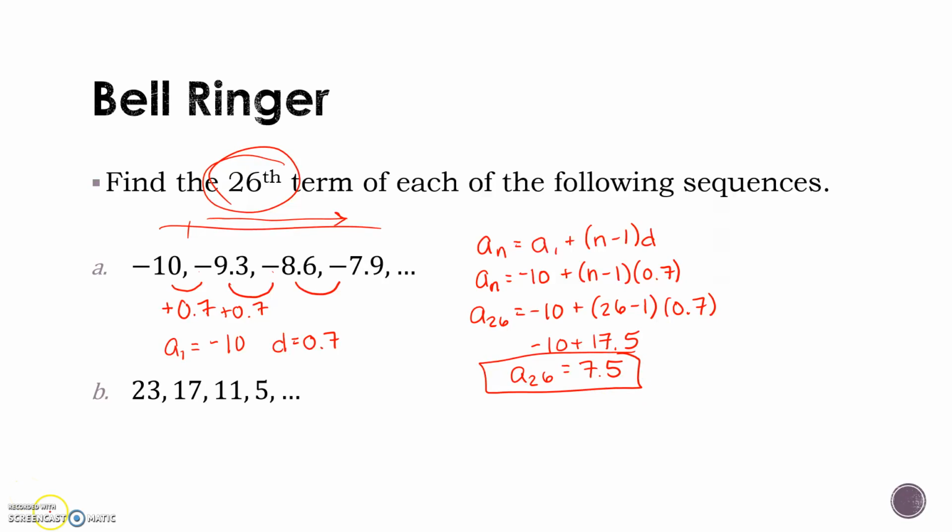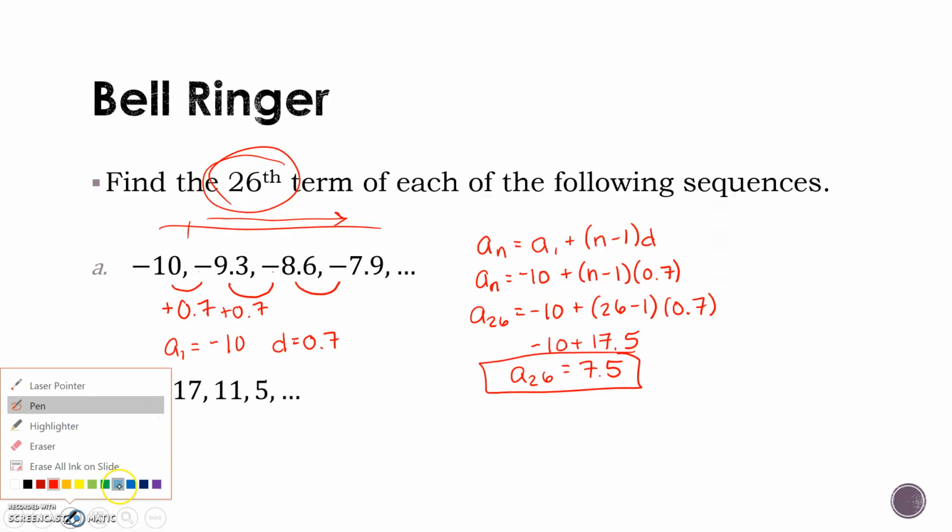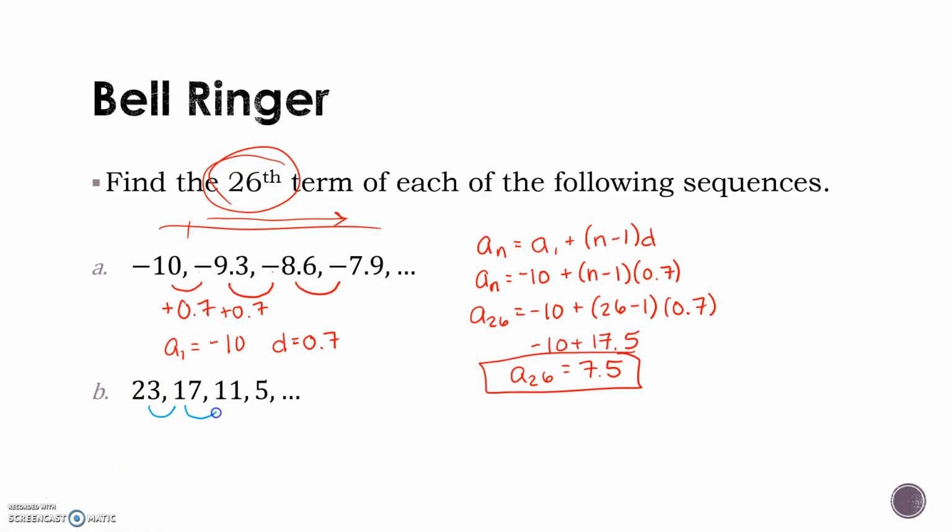For this second one, I'm looking at what rule is happening here, or how am I getting from 23 to 17, 17 to 11, etc. This time we're going to be adding negative 6, or we could just say minus 6. So A sub 1 is going to be 23, because that's our first term, and our common difference is negative 6. So I'm going to have A sub n equals 23 plus n minus 1 times negative 6.